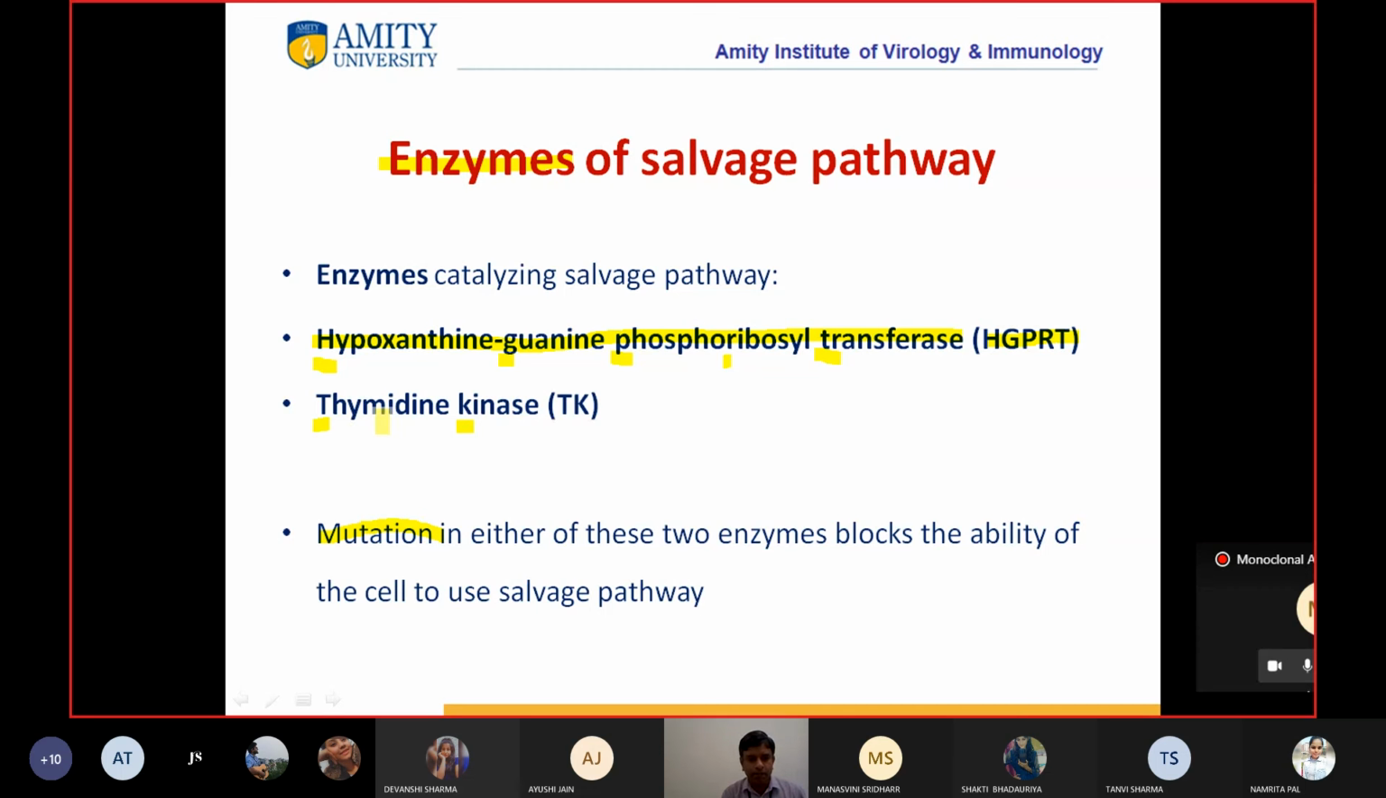Clear? The B cell dies on its own. The myeloma cell was the problem, so the solution was to add aminopterin, so it will not be able to use the de novo pathway, and to mutate its HGPRT and thymidine kinase genes, so it will not be able to use the salvage pathway either. So both the pathways are blocked, de novo is blocked, salvage is blocked, and the cell will die. Clear?